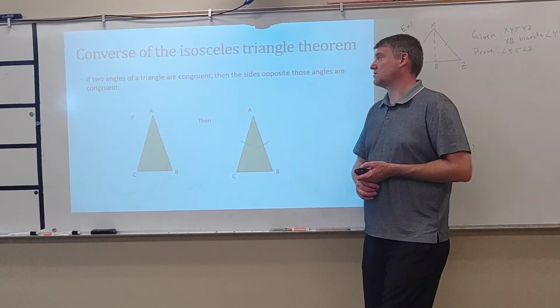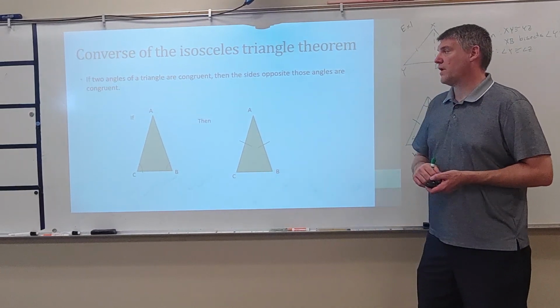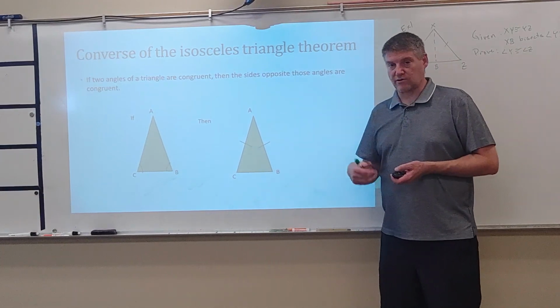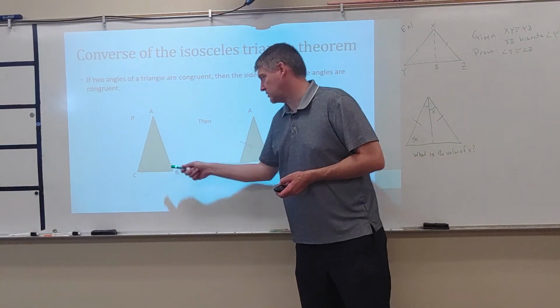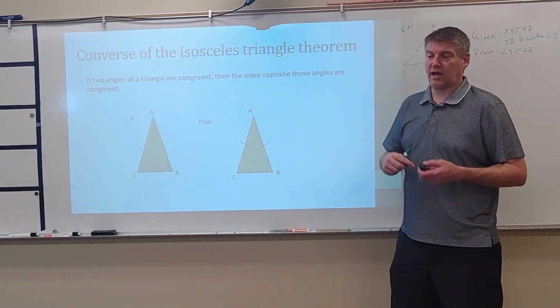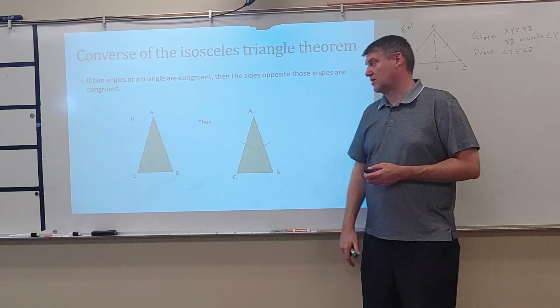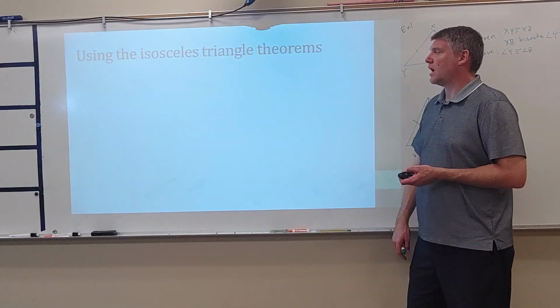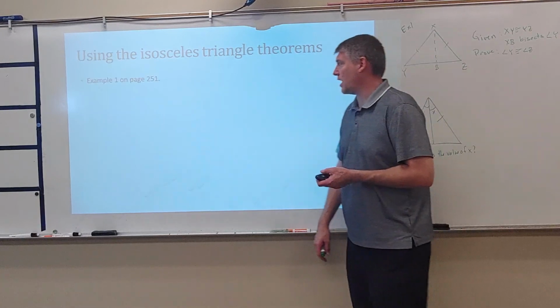Converse of the isosceles triangle theorem. If two angles of a triangle are congruent, then the sides opposite those angles are congruent. So if I know the angles are congruent, I know the sides are congruent. So opposite angles that are congruent have opposite sides that are congruent. Okay? Only in the same triangle. Okay? Using the isosceles angle theorems.